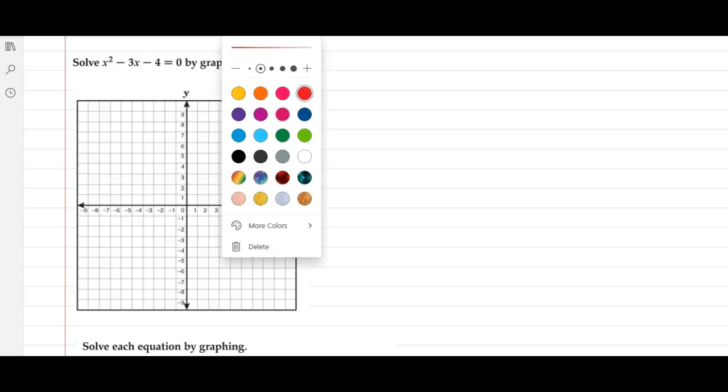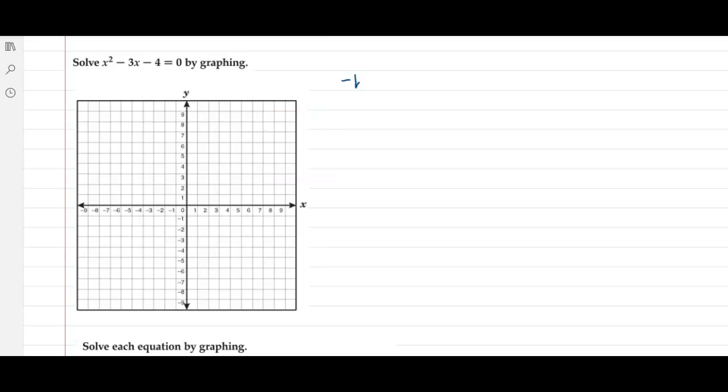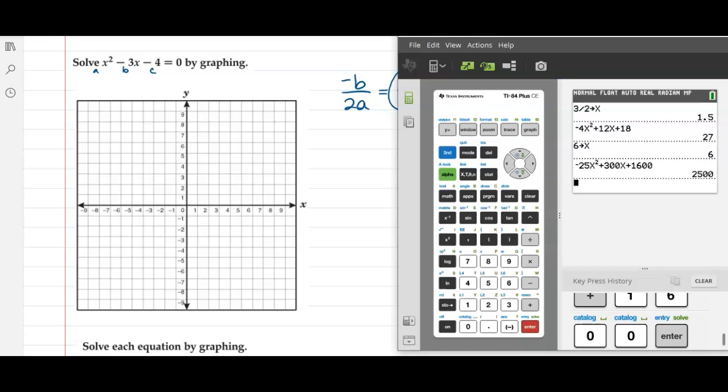You know, I always like to start with my vertex. -b over 2a would be the opposite of -3 over 2 times 1. So 3/2 is the first part of our vertex. And when we put that back through our function, so now I'm going to calculate it. Just plug in 3/2.